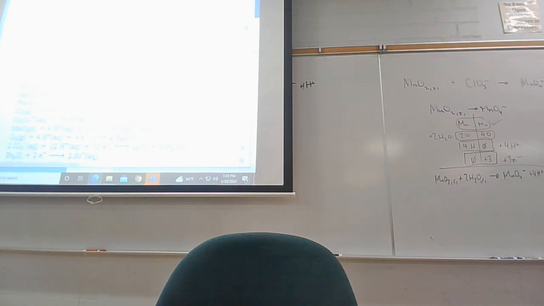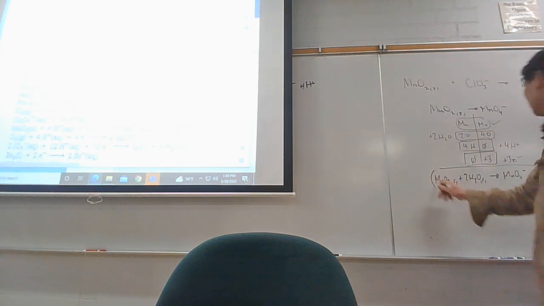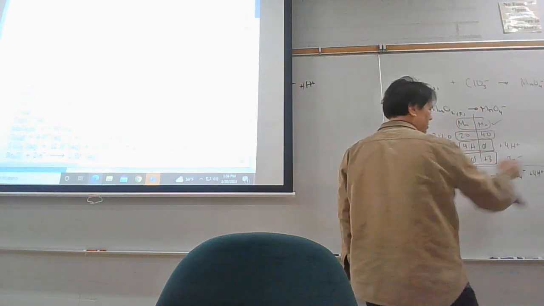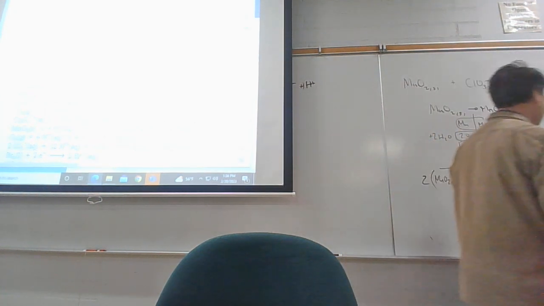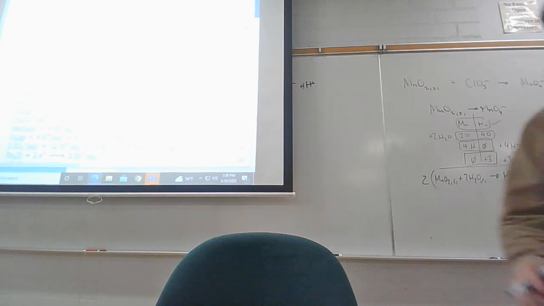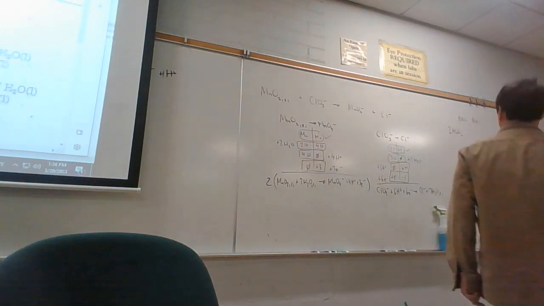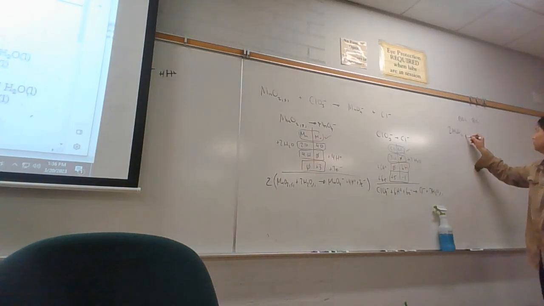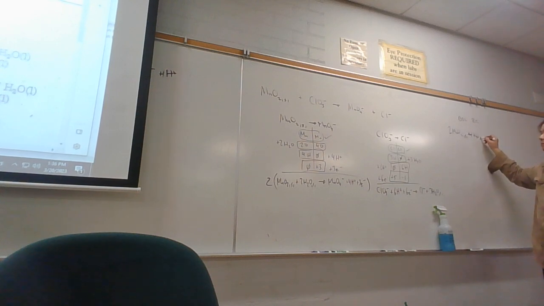And then I'm just going to add them up. So this first produces 3 electrons. The second consumes 6 electrons. So I'm going to multiply the first one by 2. So I'm going to get 2 MnO2 solids plus 4 H2O liquid.